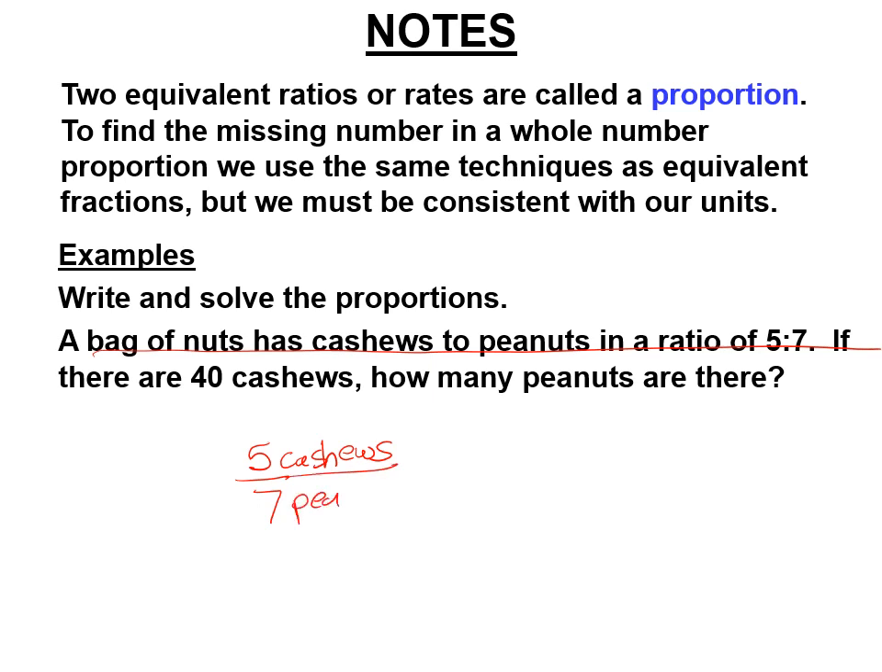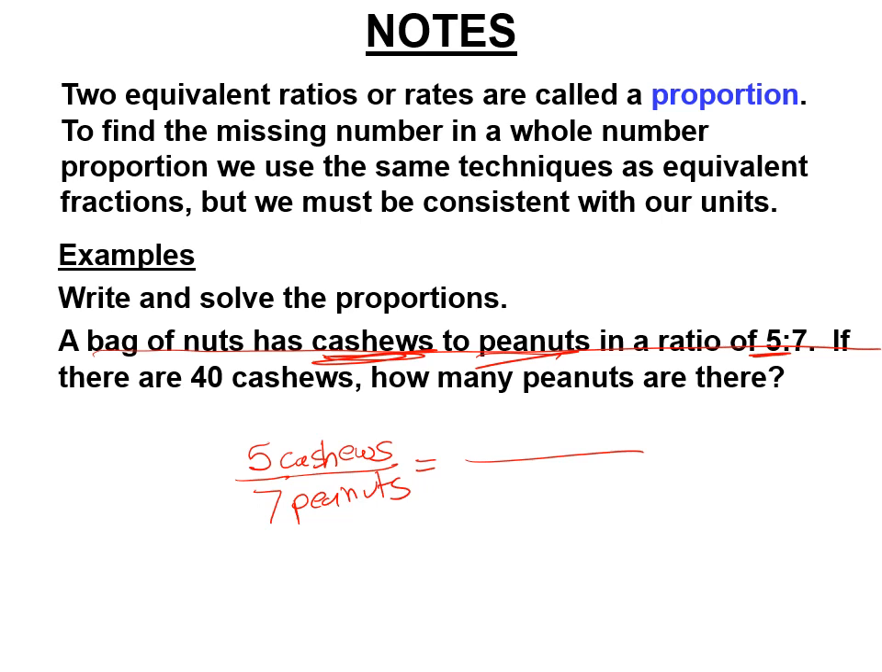So that's the rule. If cashews is first, that goes with the first number, in this case 5. Peanuts is second, it goes with the second number. So 5 cashews for 7 peanuts. Now if there are 40 cashews, how many peanuts are there?